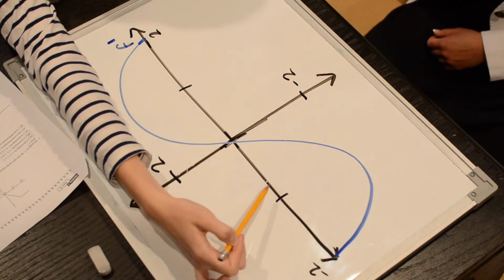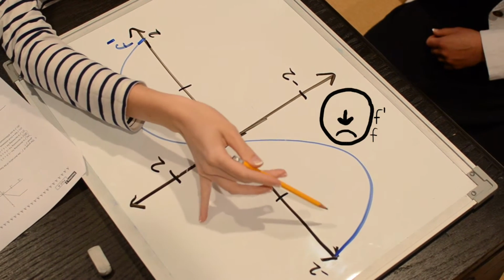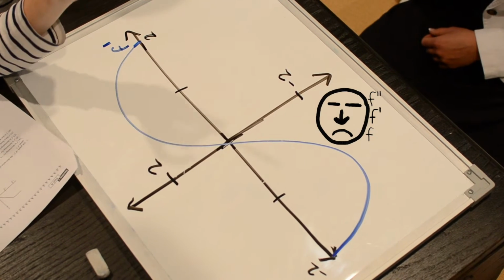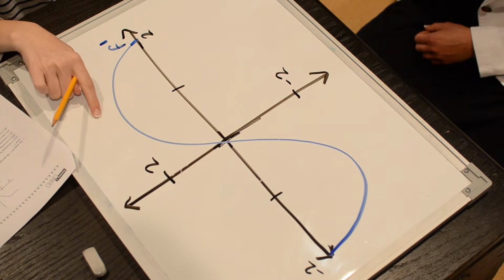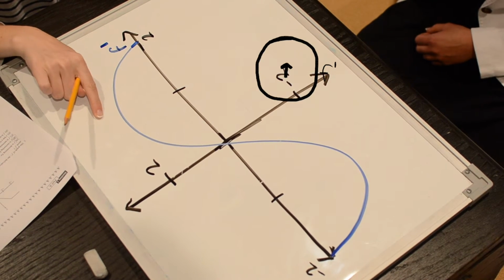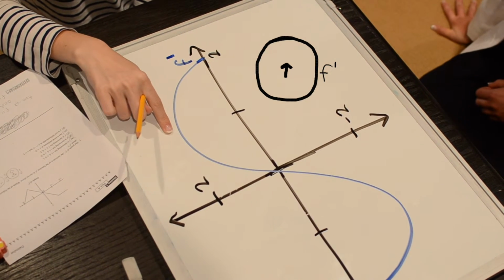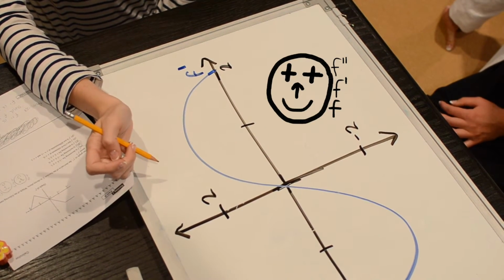Okay, well, from -2 to -1, because F prime is decreasing, F must be concave down. And F double prime must be negative. And over here, F prime is increasing, so F double prime must be positive, and F must be concave up, right? That's perfect, Hannah.